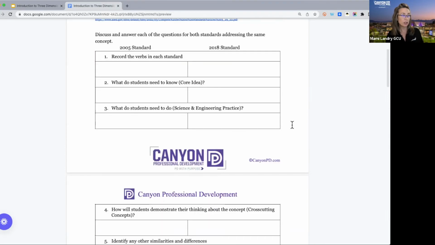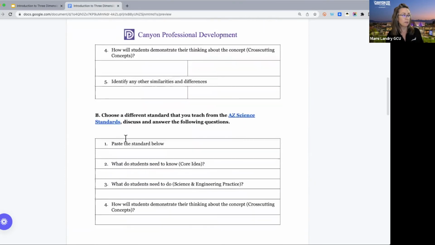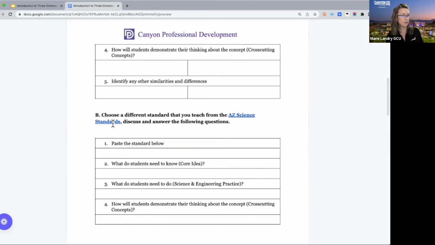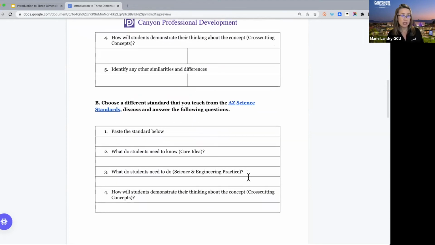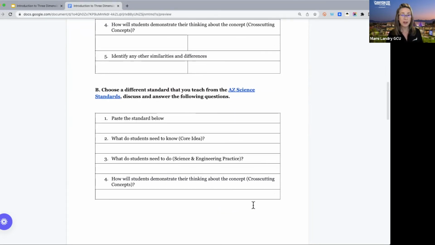So on the discussion questions, if you just scroll down, question B. Oh, and I've linked the science standards here as well. So I want you to go and find your choice, paste it here, and do the same thing. Just identify what students need to know. What are the facts that you have to make accessible to them? What shall they be doing? And how will they demonstrate that thinking? What lens or what frame are you going to help them process that information through? Let's go ahead and pause and come back when you're ready.